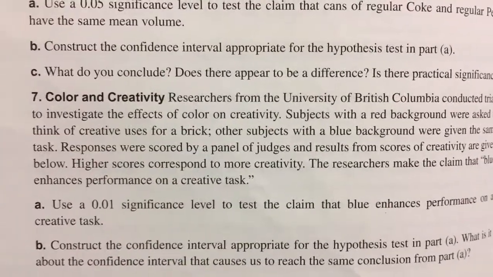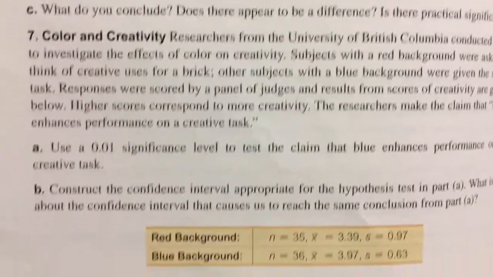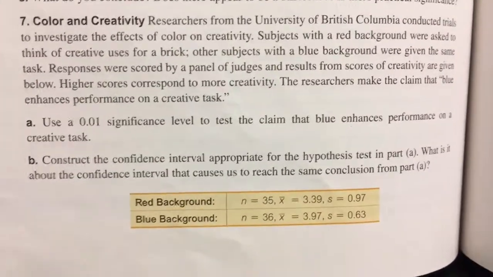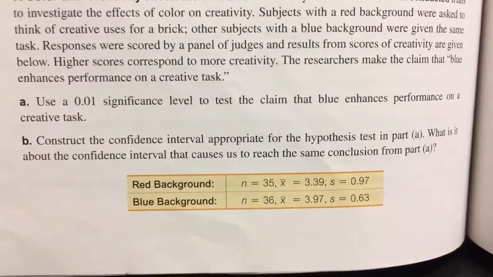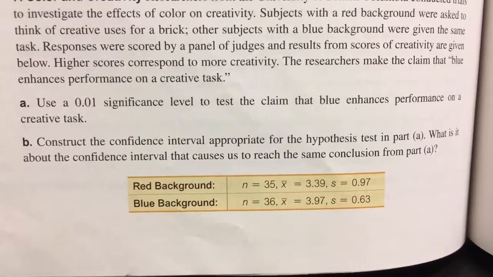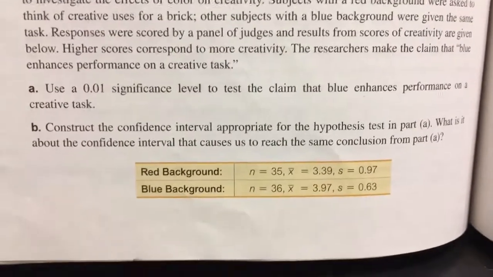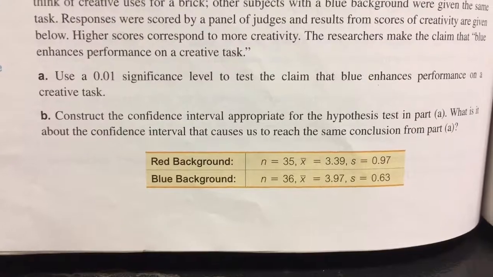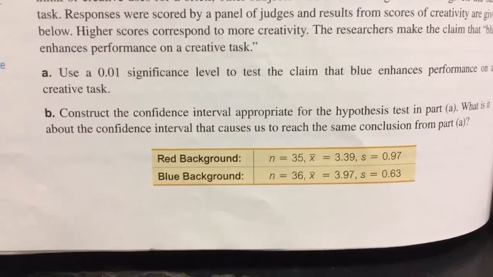The researchers make the claim that blue enhances performance on a creative task. Use a 0.01 significance level to test the claim that blue enhances performance on a creative task, and then construct a confidence interval appropriate for the hypothesis test in part A. What is it about the confidence interval that causes us to reach the same conclusion from part A?